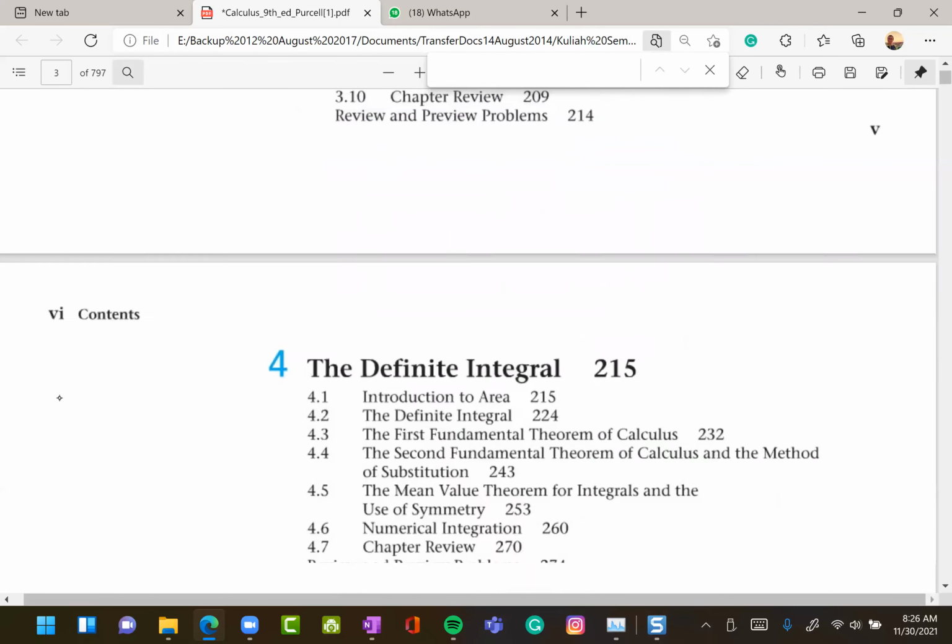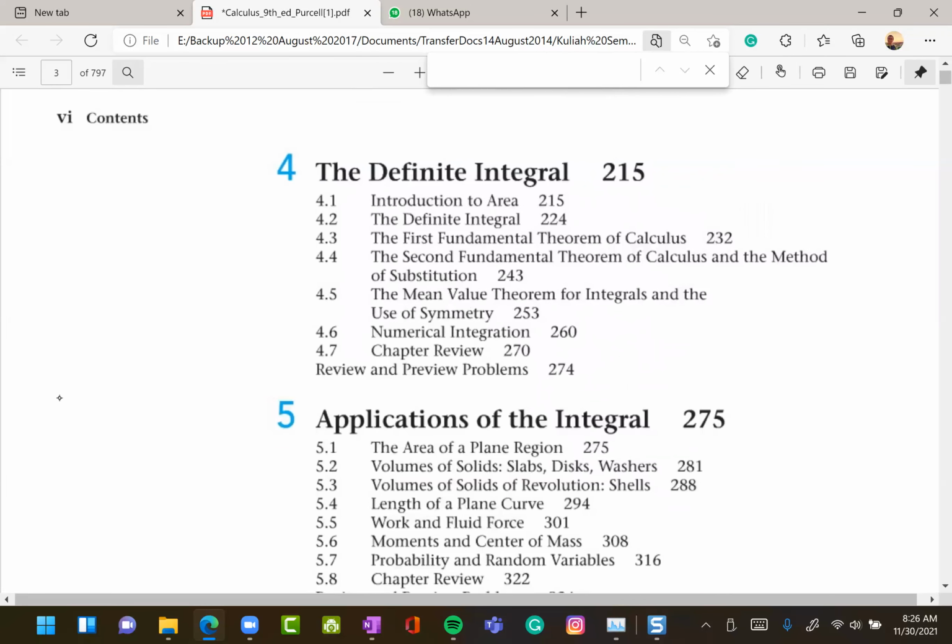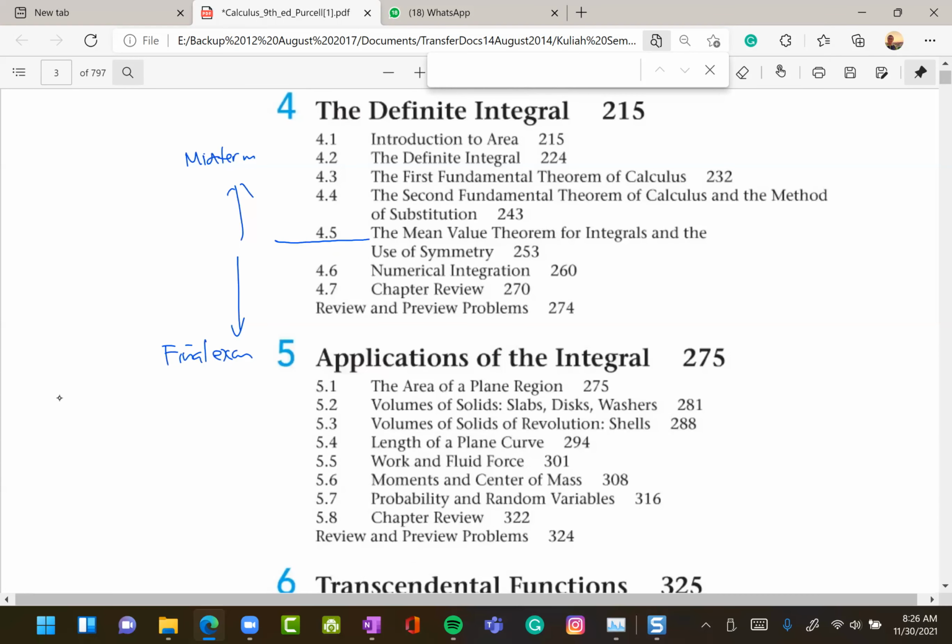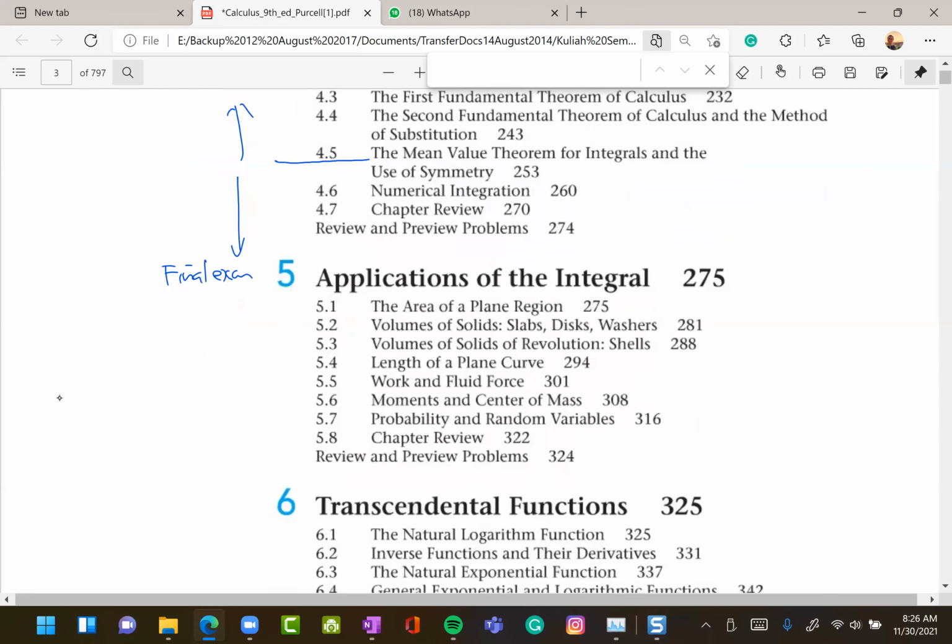Let's see. Which material did we stop at for the midterm exam? I think we stop here. Mean value. Yes, I think we stop here. Mean value. This is for the midterm. So this is for the final. So from numerical integration to the application of integrals.